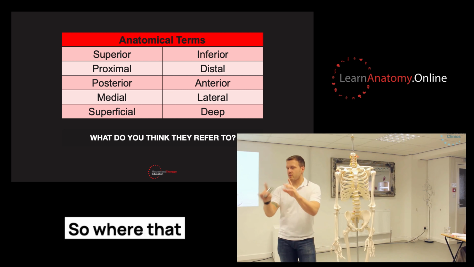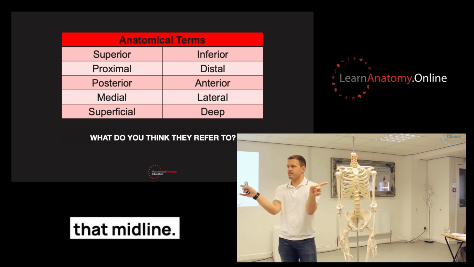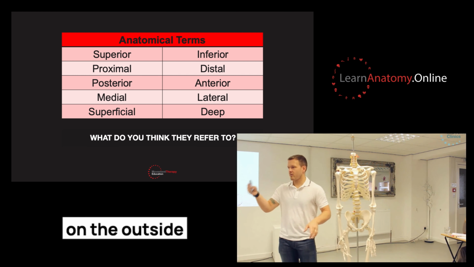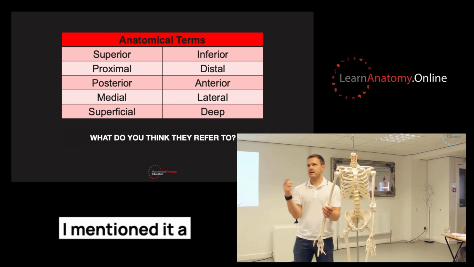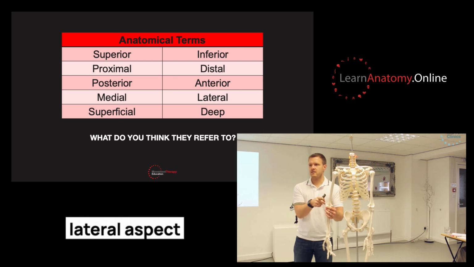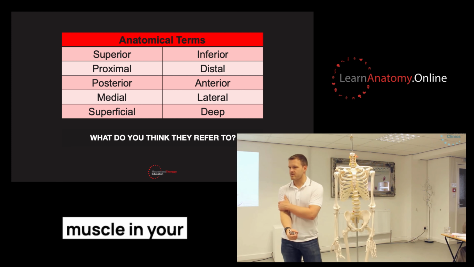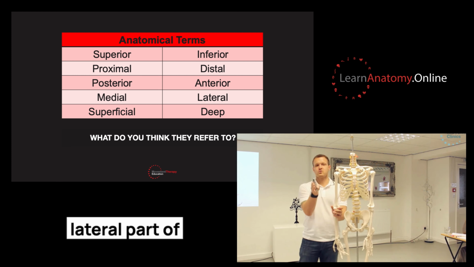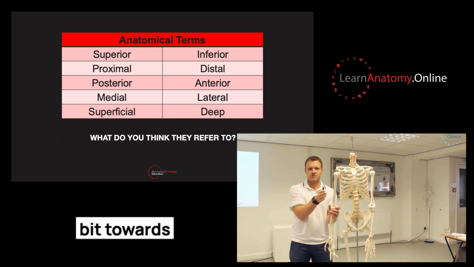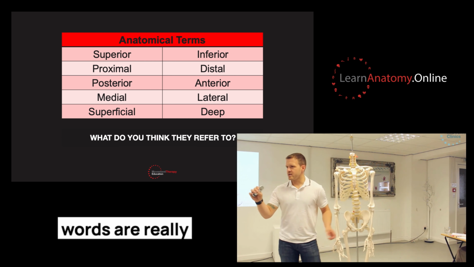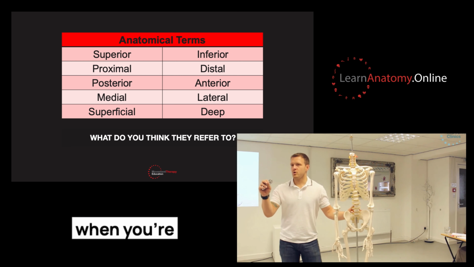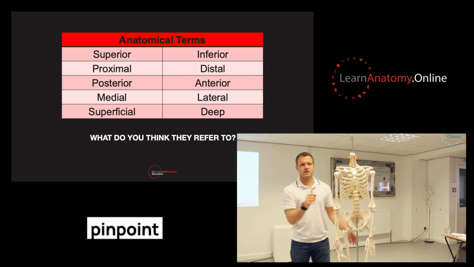Lateral, yeah, so where that midline is, it's away from that midline. So it's on the outside, towards the outsides of the body. Okay. I mentioned it a little bit earlier about the lateral aspect of the bicep. Okay, so the bicep muscle in your arm, and the lateral part of it would be the bit towards the outside of the body.